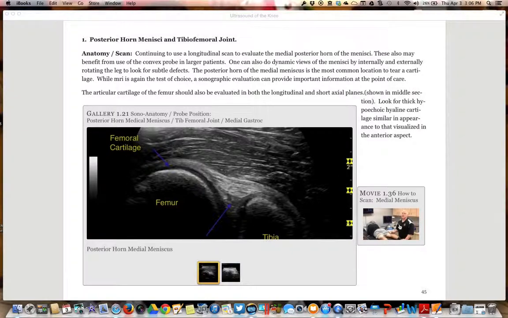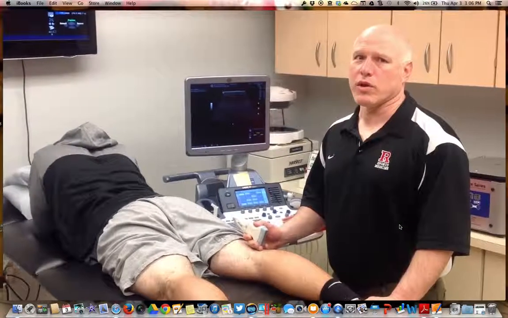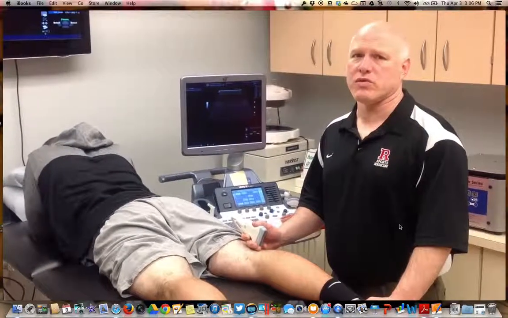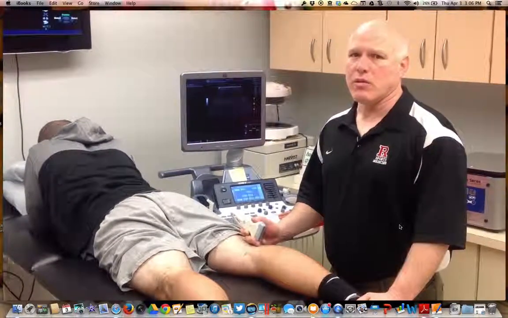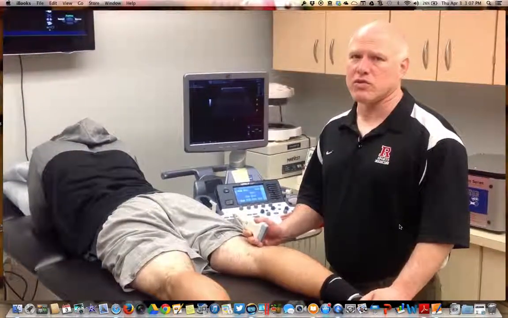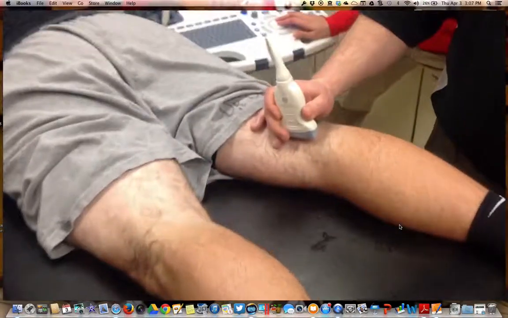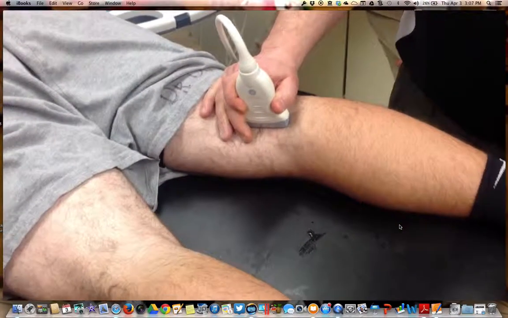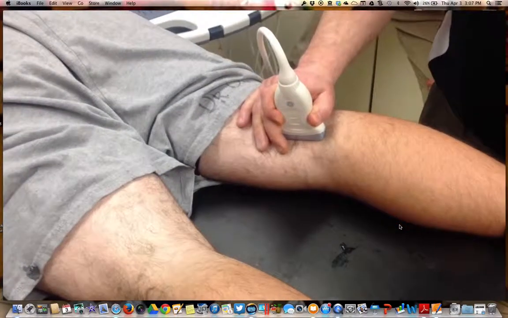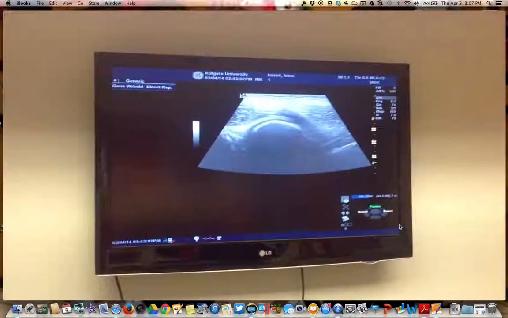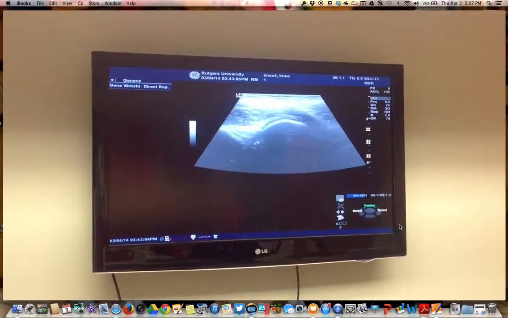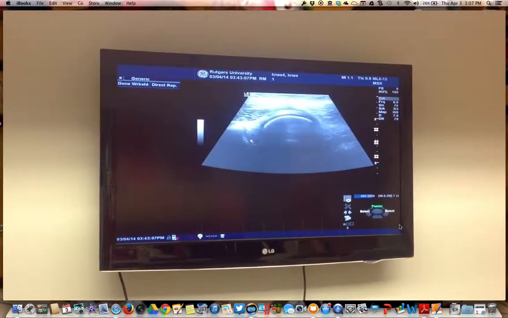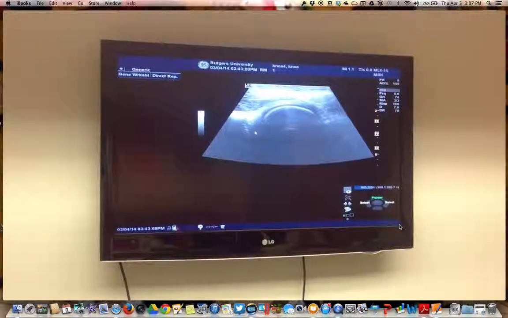Let's review how to look at the medial meniscus. The next structure we're going to look at is the first structure on the posterior medial side of the knee. We're going to look at the medial meniscus in the longitudinal plane. I will place my probe down in the longitudinal plane on the medial aspect of the knee and find directly the femur with its cartilaginous cover of hyaline cartilage. Just below that is the medial meniscus sitting here in the joint space.